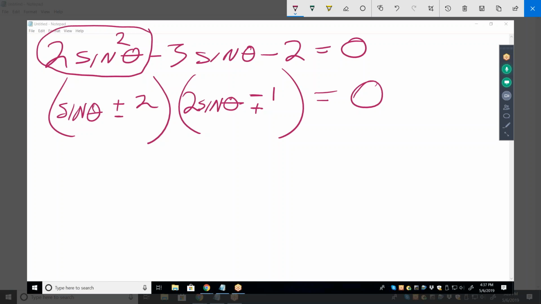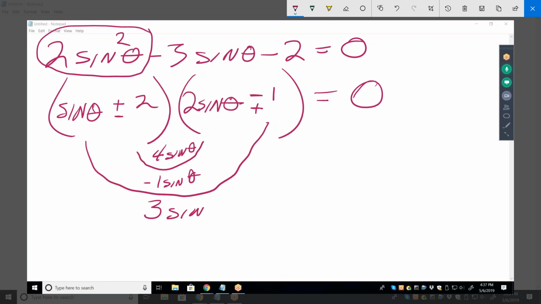In other words, the next step is to see if that gives us the middle term. Yeah. No, it doesn't. Do the double smiley face. That gives us 4 sine theta. And that gives us minus 1 sine theta. Okay. Which totals to 3 sine theta. That is not the middle term. But it does tell us what the answer is, because we got the right number, we just got the wrong plus or minus sign with it.